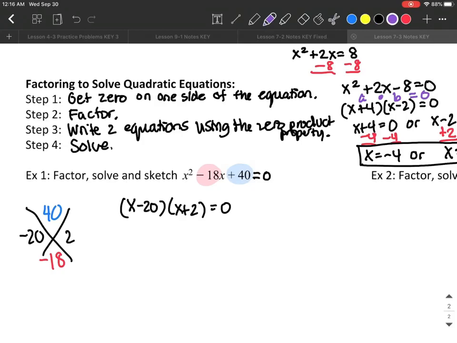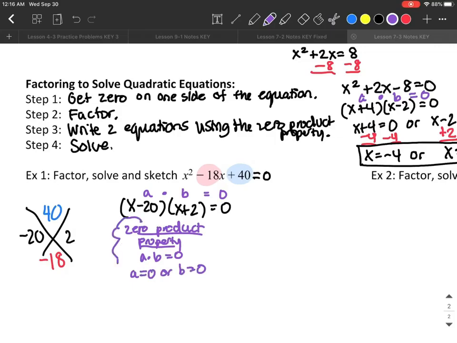Well, like I said before, if this is my A and this is my B and this is equal to 0, then I'm going to use that zero product property that says if A times B is equal to 0, A is equal to 0, or B is equal to 0.